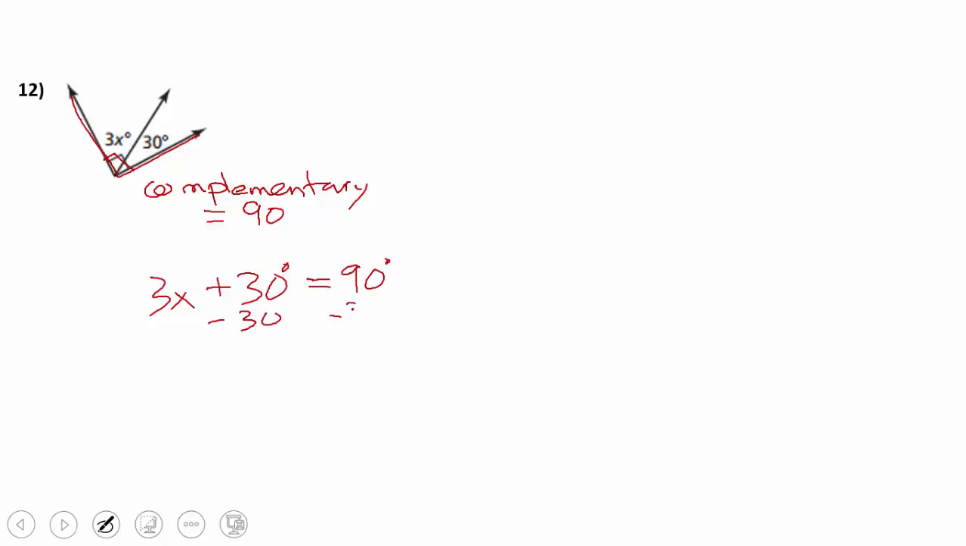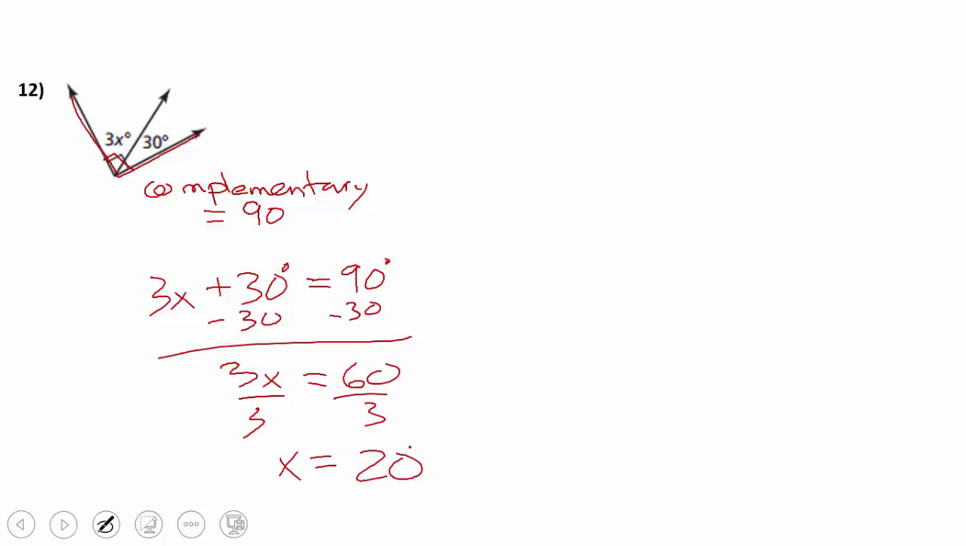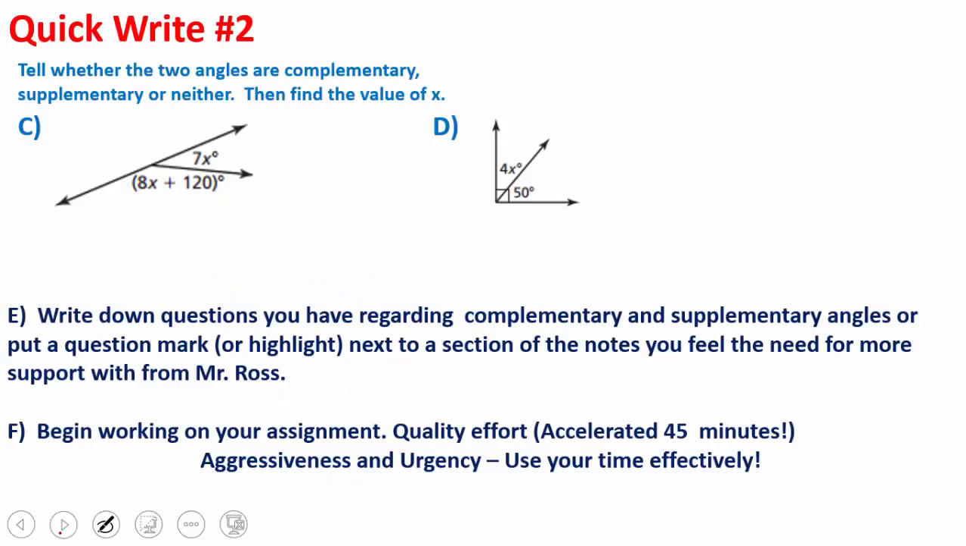Subtracting 30 from both sides, 3x is equal to 60. Divided by 3, x equals, there's my 20. There we go, 20. And of course, you can multiply 3 times 20 to find out what the angle measure of that other angle is. That is pretty easy stuff, utilizing what we know about complementary and supplementary angles to find the value that we need.